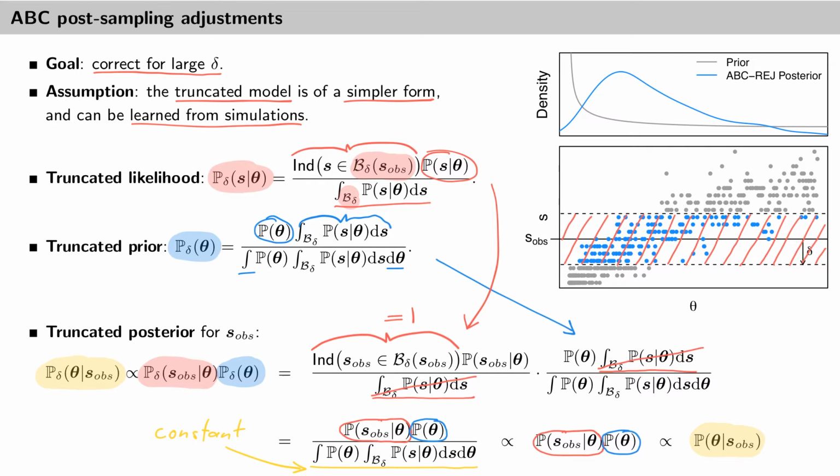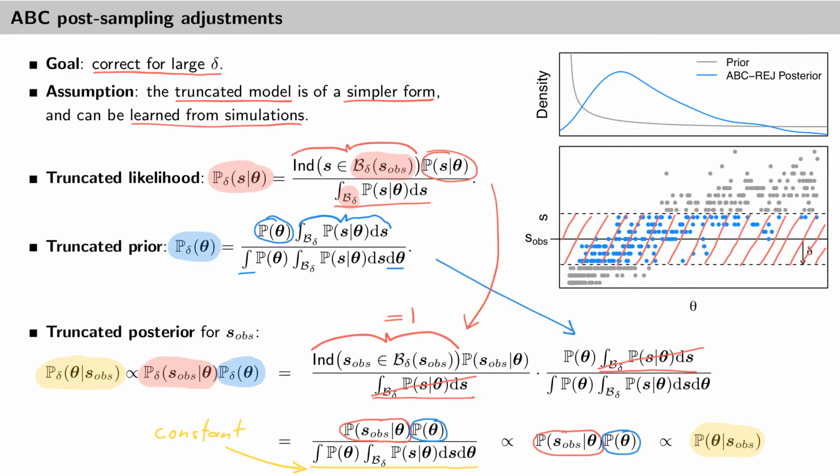But how come we can actually learn the truncated likelihood from accepted simulations while we do not have a good formulation of the full likelihood? Remember, the reason to choose ABC methods is because the full likelihood of the model is intractable. That means we don't have any way of calculating the full likelihood distribution.